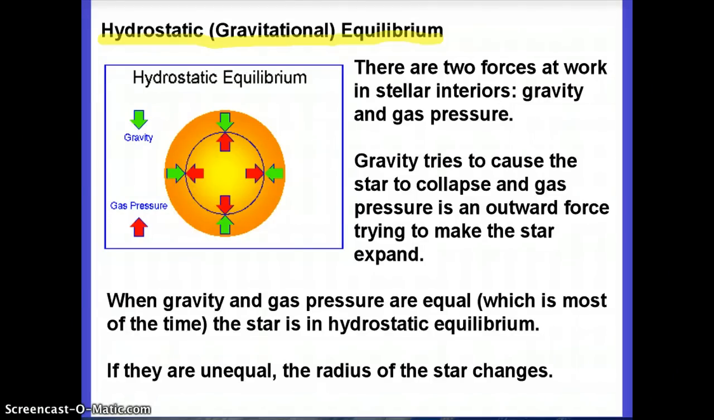So these two things are always working against each other and always trying to make the star balance. At a certain point, they're not going to be able to do that anymore. There won't be a balance, and then we'll start to see some significant changes in the stars.